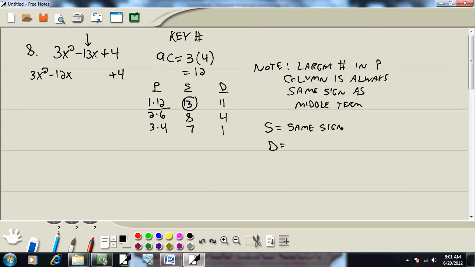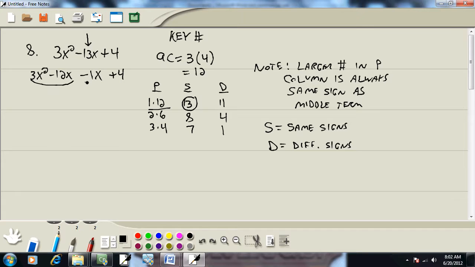positive or both be negative. If the number I circled is in the difference D column, then it'll be different signs. One will be positive and one will be negative. In this particular problem, the number I circled is in the S column, S for same signs, so if the 12 is negative, then the 1 will be negative.